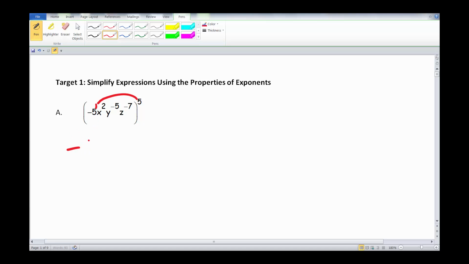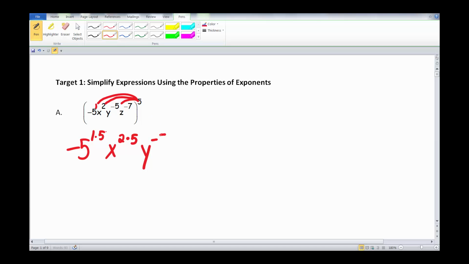So we have negative 5 as our base, raised to the 1 times 5. So 1 times 5. Now for our x, it's the same thing. We have x squared, that power raised to a power. So we would be multiplying that power. So 2 times 5. For y, it's exactly the same thing. All of these exponents are going to be multiplied when we distribute the 5.